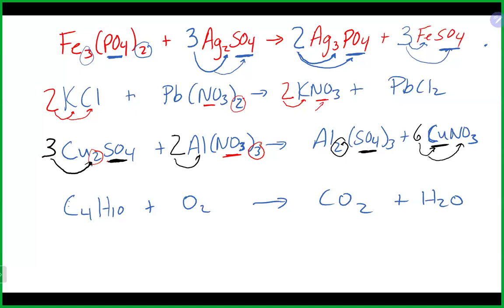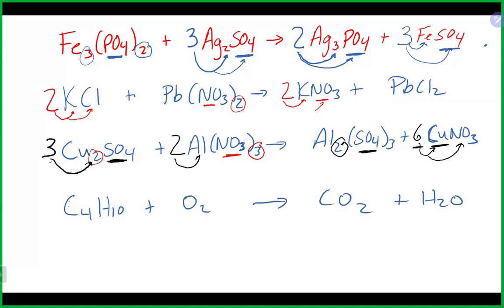By the way, we originally had a 3 on the copper on the right, and then we had a 2 on the left. You could find the common number. 3 times 2 is 6, right? That's what we ended up getting for copper over here. You could fix it that way if you wanted to as well.